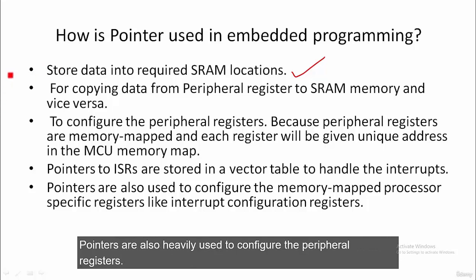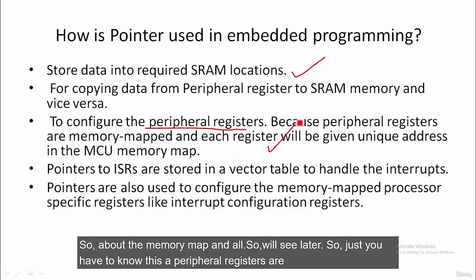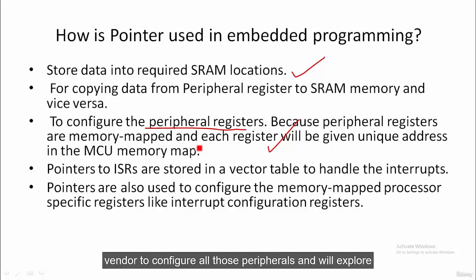Pointers are also heavily used to configure the peripheral registers because peripheral registers are memory mapped and each register will be given a unique address in the MCU memory map. About the memory map and all, we'll see later. Just you have to know this, peripheral registers are actually part of the memory map of the microcontroller. A unique address will be given by the microcontroller vendor to configure all those peripherals. And we'll explore more on this later.